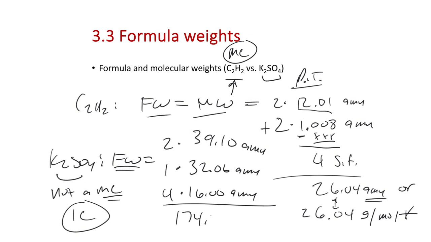174.26 as the formula weight for potassium sulfate. Now again, nuanced detail, molecules have molecular weights and formula weights. Ionic compounds have formula weights. Same process for determining them, of just adding up the masses for all the atoms in the formula.